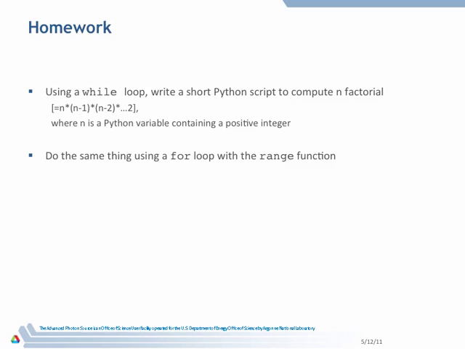Okay, a little bit of homework, and we're just about where I wanted to stop in terms of timing. You're ready to write a little short calculation. So compute n factorial, and if you don't know what n factorial is, I've written it out, where you use a while statement and do the same thing with a for statement, and as a hint, use range.